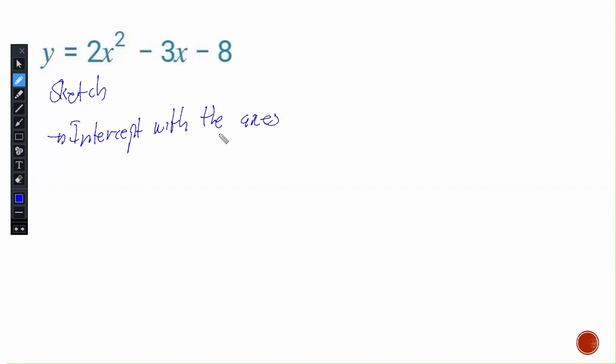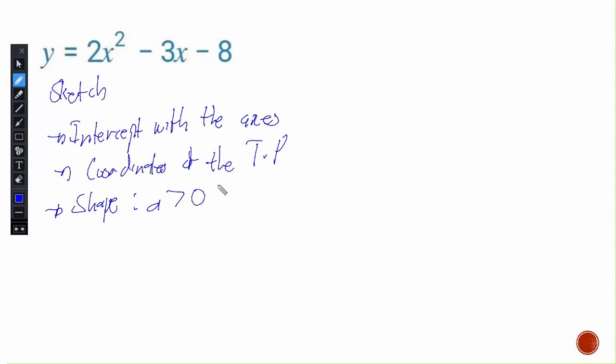We have found the intercept with the axis. We have found the coordinates of the turning point. And then we should also focus on the shape. Is our a greater than 0 or less than 0? Our a is greater than 0. It's positive. So that means the shape that we are expecting is a concave up graph, right?